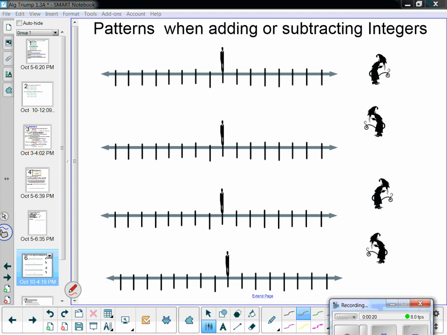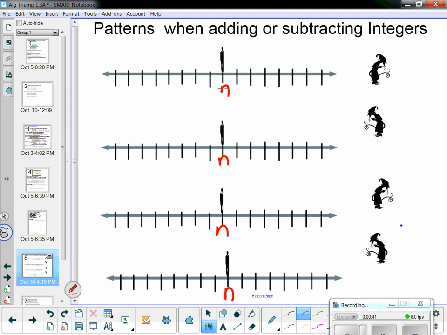We're going to look at what happens when we add positives, add negatives, subtract positives, and subtract negatives. Each of our guys is starting out at some number. Doesn't matter what it is. Maybe it's 3, maybe it's -3, maybe it's 1/2. Doesn't matter. So let's look at what we get.